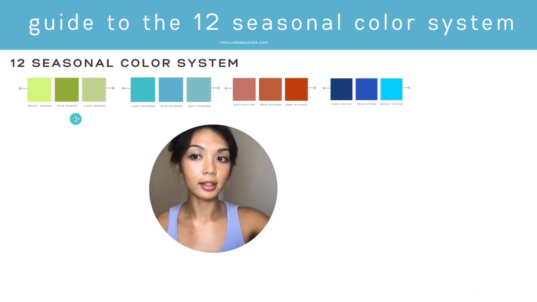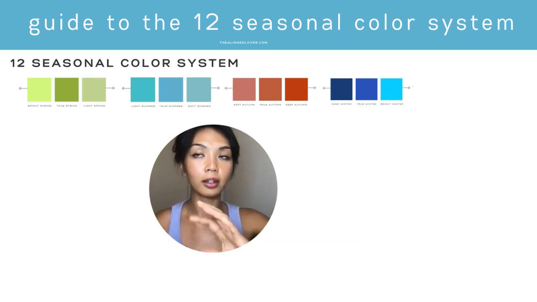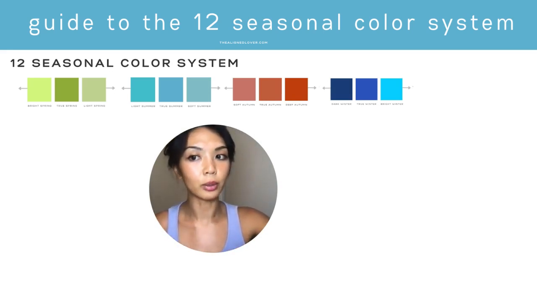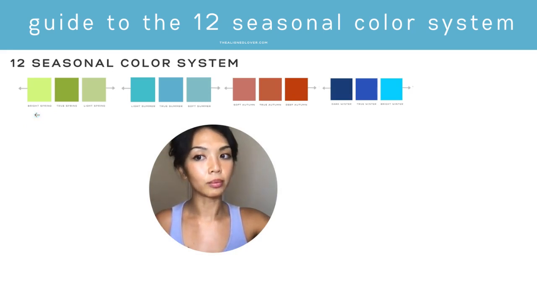So here is a little flow of all of the seasons. I will just go over all of their hierarchical characteristics, starting off with bright spring. Bright spring is bright and warm. True spring is warm and light. Light spring is light and warm. Light summer is light and cool. True summer is cool and soft. Soft summer is soft and cool.